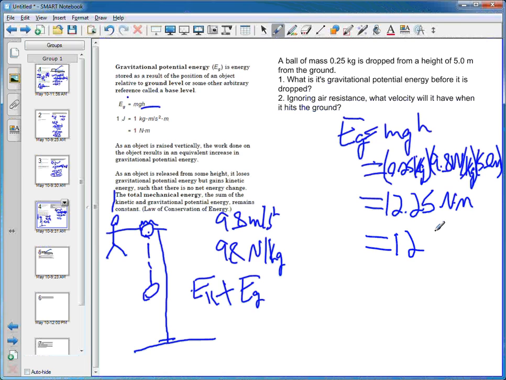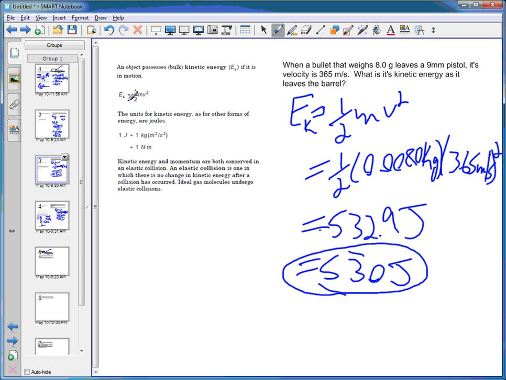Number 2, ignoring air resistance, what velocity will it have when it hits the ground? Aha. Well, when the ball hits the ground, the entire gravitational potential energy has been converted to kinetic energy. Therefore, its kinetic energy is going to be 12 joules as well. And if we go back, we know that kinetic energy is equal to 1/2 mv squared. We know the mass, we know the kinetic energy. We can calculate the velocity. So, let's do that.